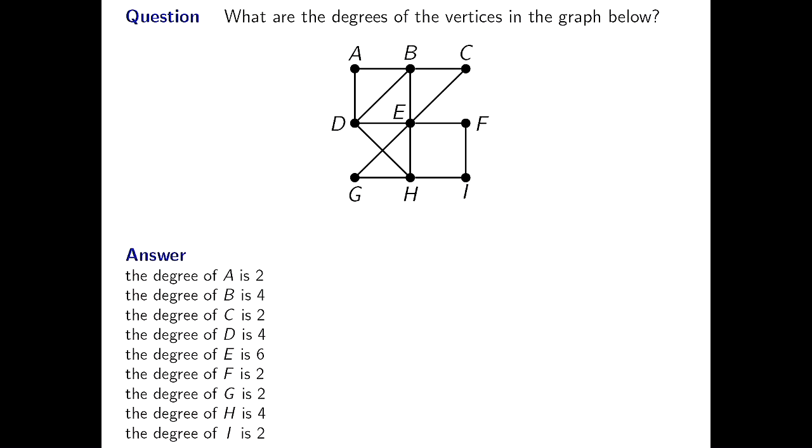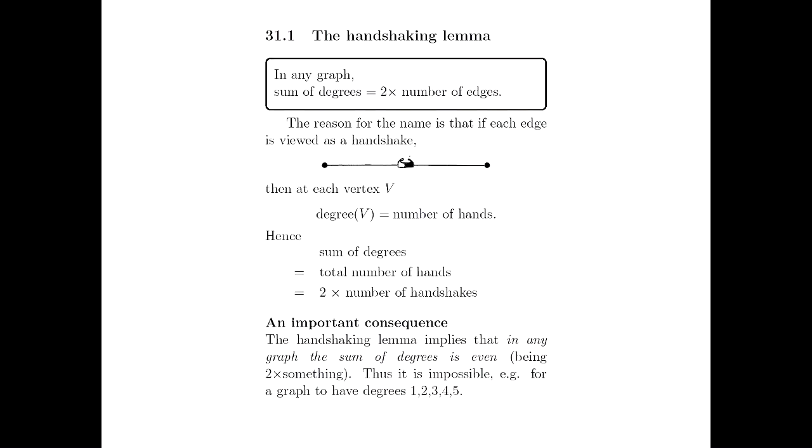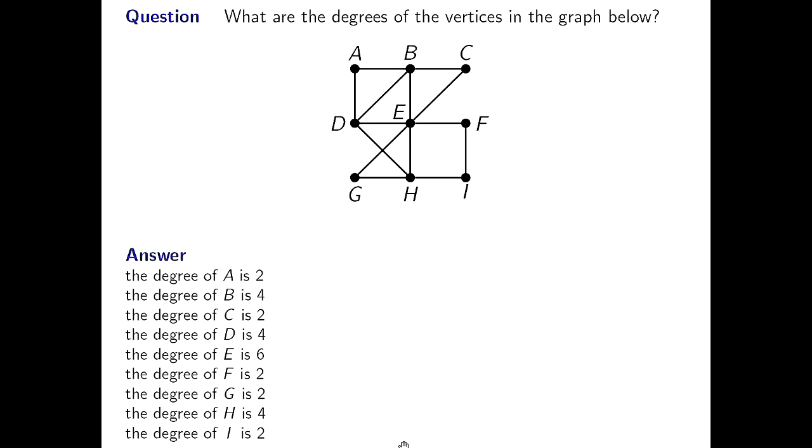Okay, so there's an obvious but really important result, which is often called the handshaking lemma. What this says is that if you add up all the degrees in any graph, then that should be twice the number of edges. And the reason for this is that you can sort of think of an edge as a handshake. I think that's sort of a bad explanation. Let's go back to here.